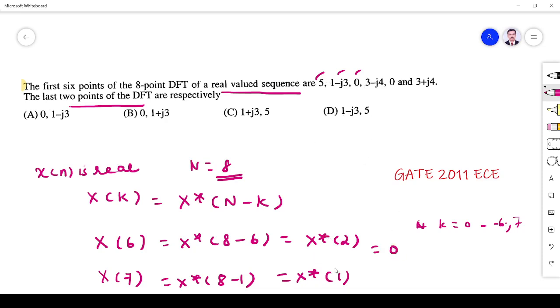What is X star of 1? X of 1 is this one, 1 minus j3. X star of 1 means the conjugate of 1 minus j3, which is 1 plus j3. So the answer is 0, 1 plus j3. Option B is the right answer.